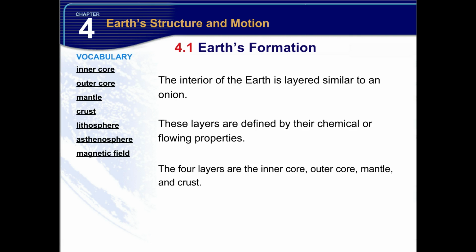Now, the interior of the Earth is layered similar to an onion. If you were to peel the onion off, it has different thicknesses, and some of them have different properties. These layers are defined by their chemical makeup, what they're made out of, or flowing properties, how they act when the temperature changes. The four layers are the inner core, outer core, mantle, and crust.